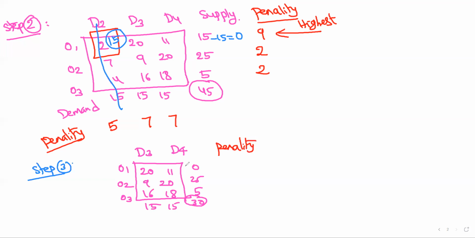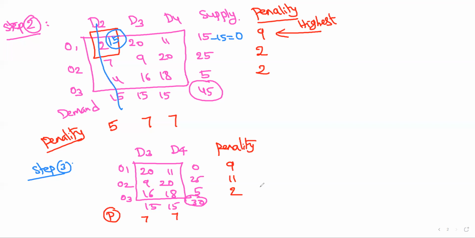Penalty is the difference between the least and next least element in each row and column. Well, two elements are there, so directly you can find 11 and 20: the penalty is 9. 9 and 20, the penalty is 11. 16, 18, the penalty is 2. Here, row wise and column wise penalty: 9 and 16, 7. 11 and 18, 7.